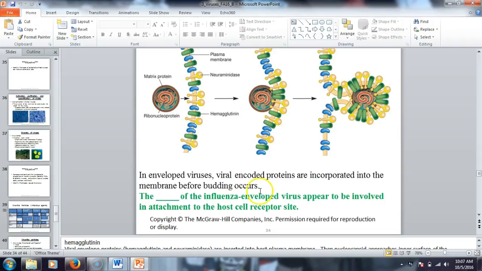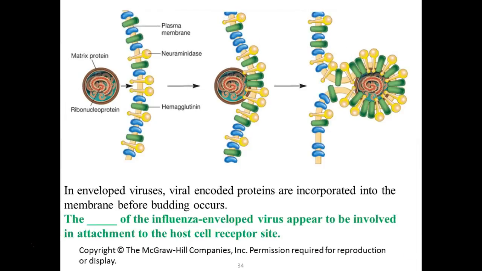Who knows the answer? Cover it up. What's the fill in the blank on this one? You have two choices in the picture: neuraminidase and hemagglutinin. Which of them appears to be involved in the attachment to the host receptor site? How many say hemagglutinin? Raise your hand. How many say neuraminidase? And it's hemagglutinin.